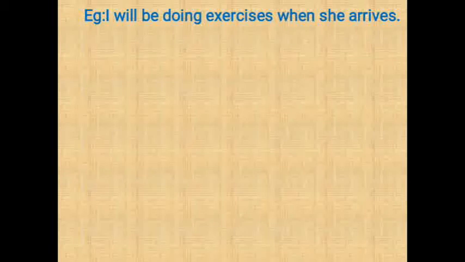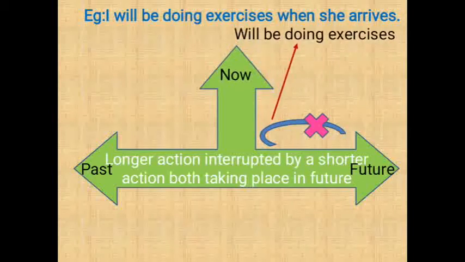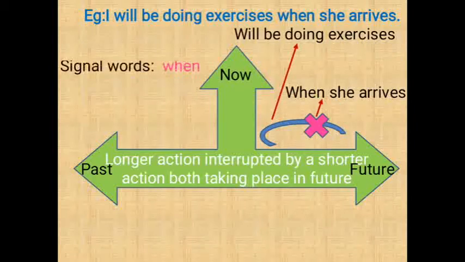So, as I have told you about the use of future continuous tense, we use it when we talk about a longer action interrupted by a shorter action, both taking place in the future. If you look at this example, will be doing exercises is interrupted by when she arrives. So this is the longer action, will be doing exercises, which is interrupted by the shorter action, that is she arrives, and the signal word is when.